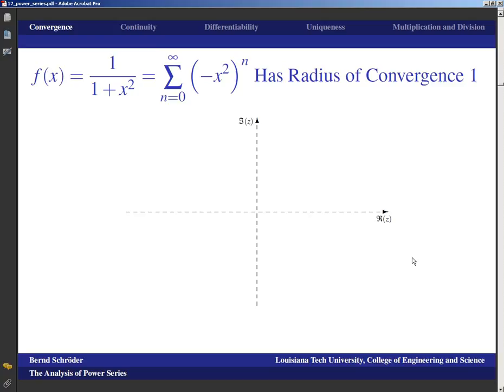But if we take the complex viewpoint, we realize 1 over 1 plus x squared has a singularity at i, and it has a singularity at minus i. Power series are limits of polynomials, so limits of polynomials can never give us a singularity and then keep going on the other side. That means the largest possible circle of convergence for this function really is the circle of radius 1 around the origin. Of course, you can also expand it around other points, but these singularities at i and at minus i will always limit the region of convergence of the power series.